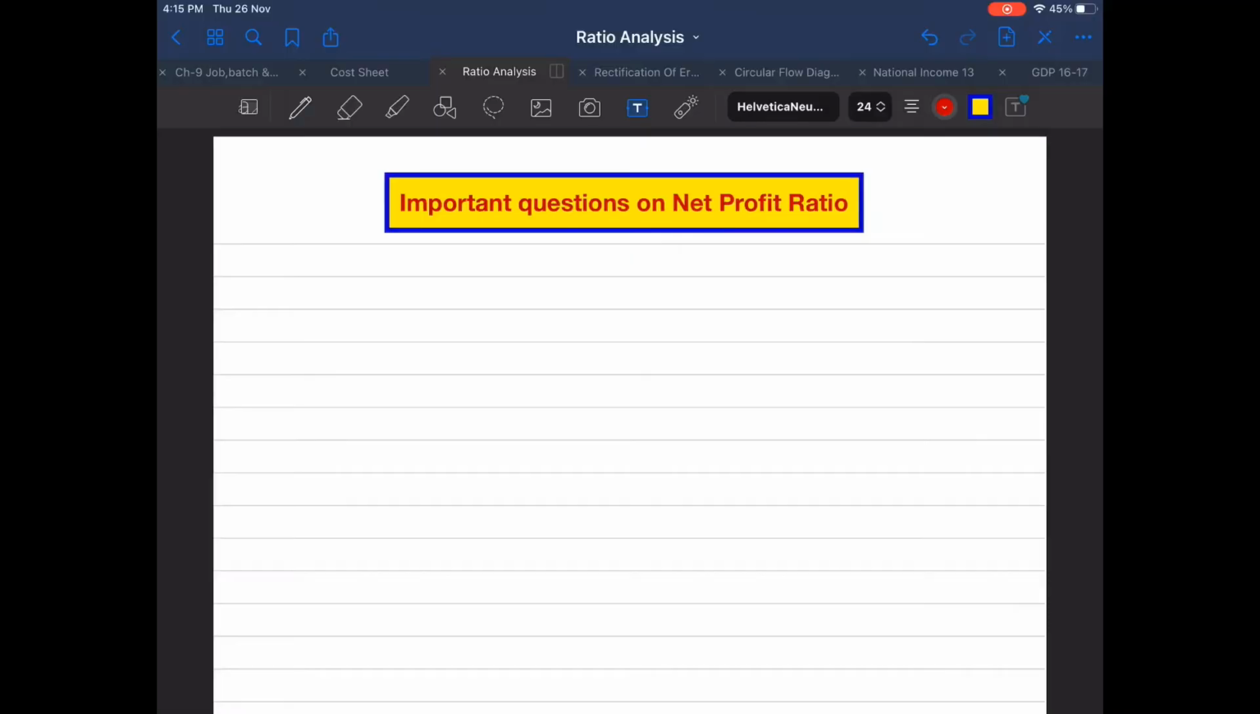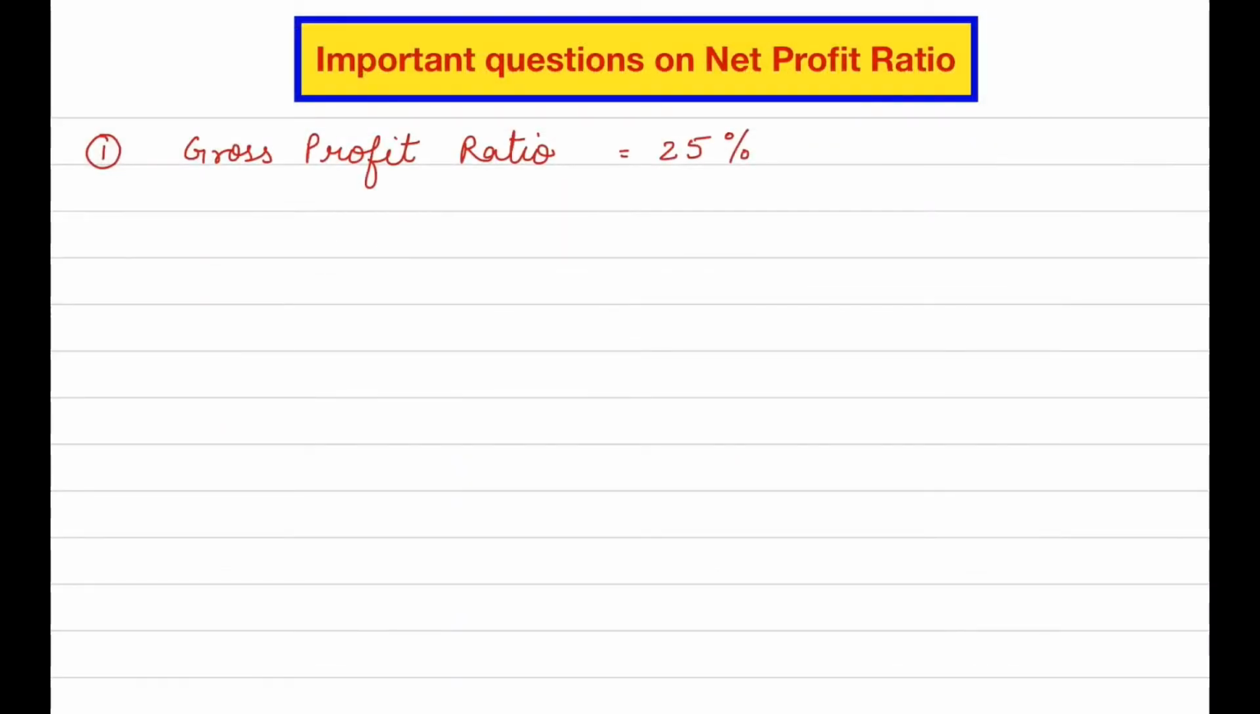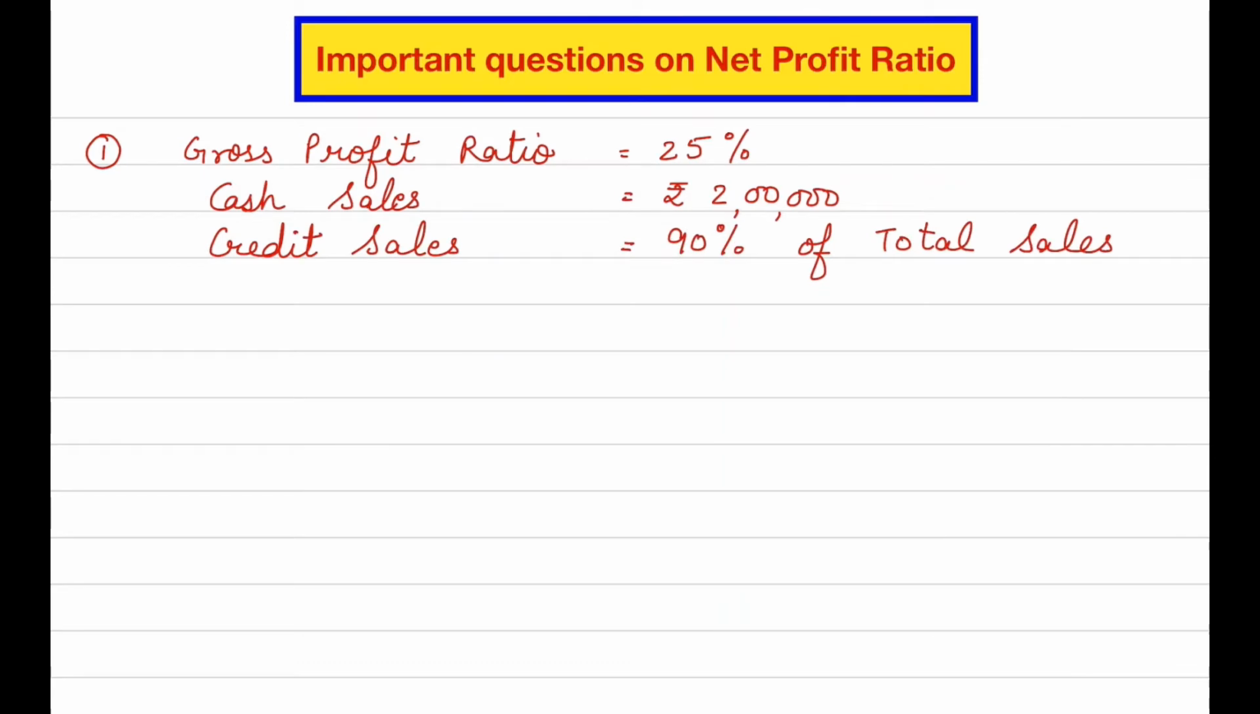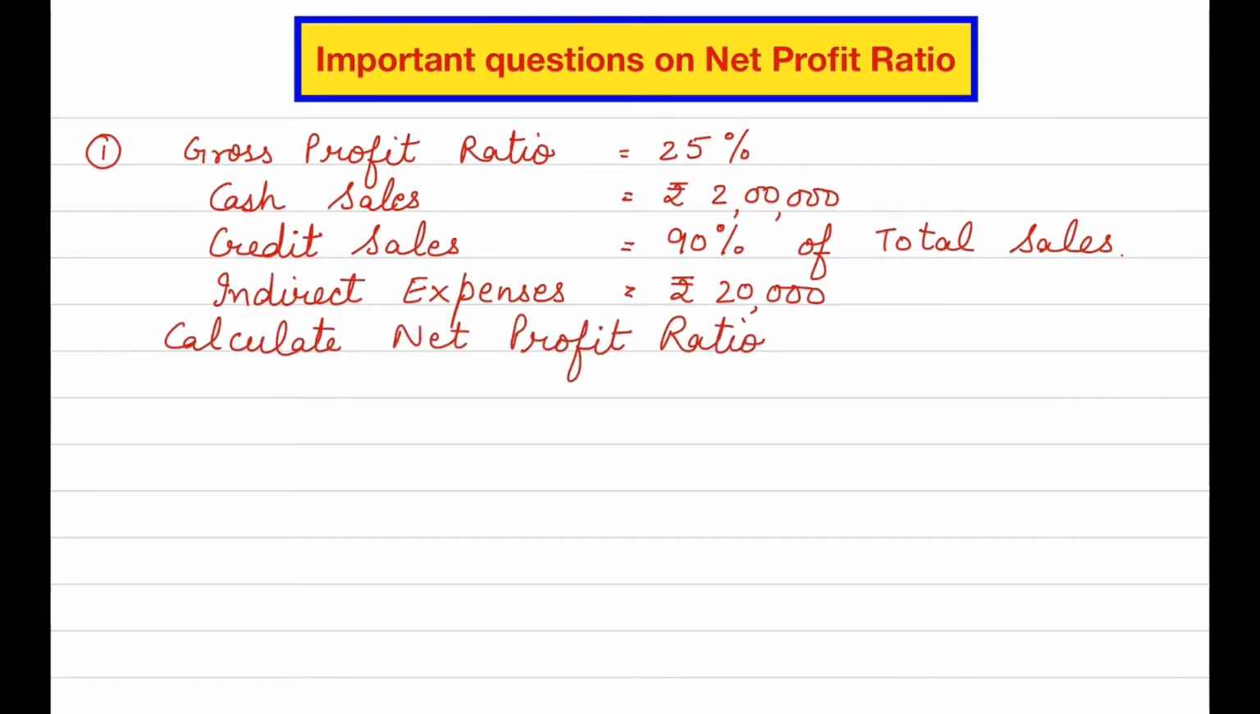In this video, we will be solving two questions on net profit ratio. These questions are quite tricky, so don't forget to solve them. So here we start with the first question in which we have gross profit ratio 25%, cash sales rupees 2 lakh, credit sales are 90% of total sales, indirect expenses are rupees 20,000 and we are supposed to calculate the net profit ratio. So here to solve this question, we start with the calculation of total sales.